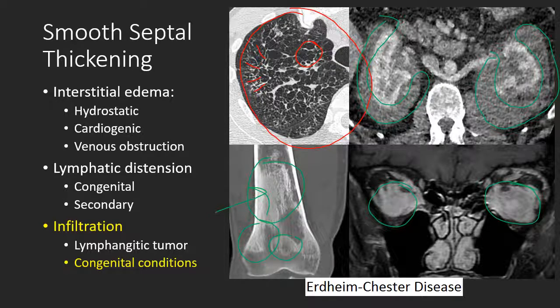This is an example of Erdheim-Chester disease. On CT, it can be a very confusing appearance. It is reported to produce smooth septal thickening, but there's often other manifestations elsewhere. There's stuff in the bones, there's stuff surrounding your viscera.